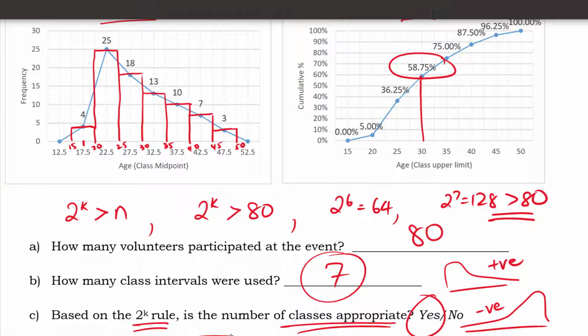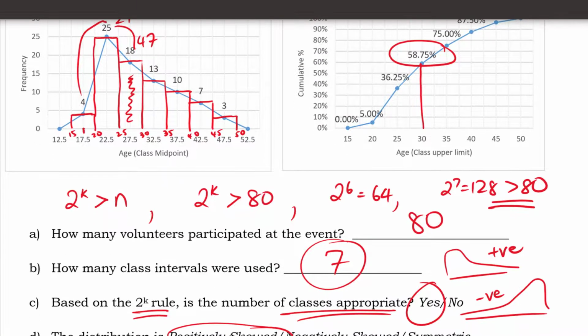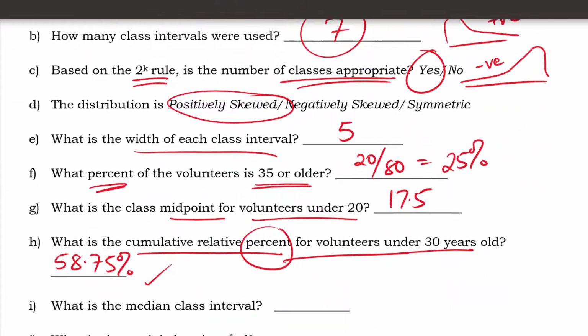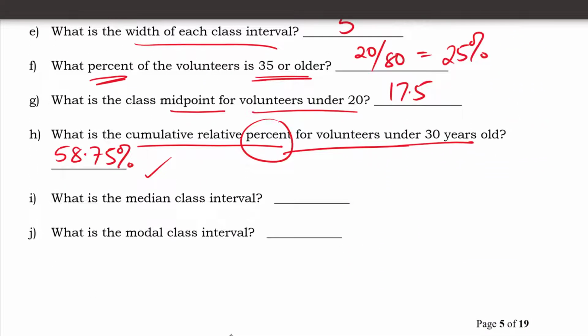So by the time we add 4 and 25, we will get 29. By the time we add 18 to that, we will get 47. So it means the two middle values, the 40th and the 41st observations, will be between 25 and 30. So the median will be in here. In that case, the median class interval will be 25 to under 30.